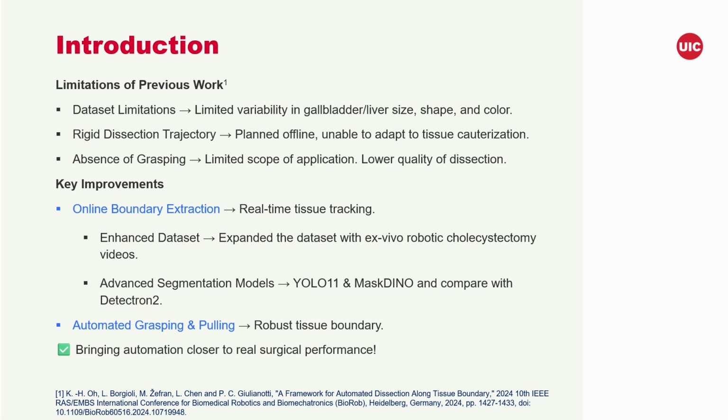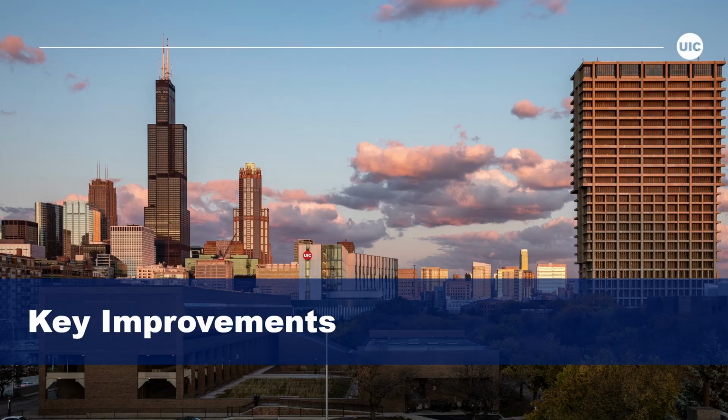trajectory that couldn't adapt to tissue cauterization, and the absence of grasping, which restricted applications and reduced dissection quality. To address this, we introduced an online boundary extraction for real-time adaptation by expanding our dataset with ex vivo robotic cholecystectomy videos and training advanced models for improved segmentation. Additionally, we implemented automated grasping and pulling with forceps, bringing robotic dissection closer to real surgical performance.